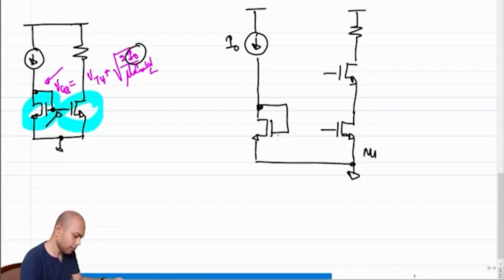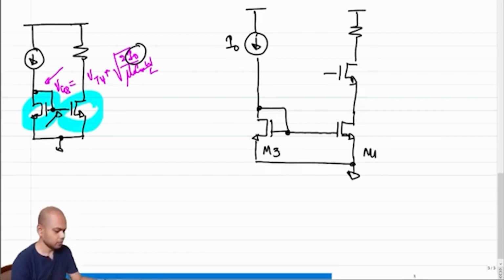So I generate an appropriate VGS through this diode connected configuration, right, and feed that VGS to M1. So let me call this M3.